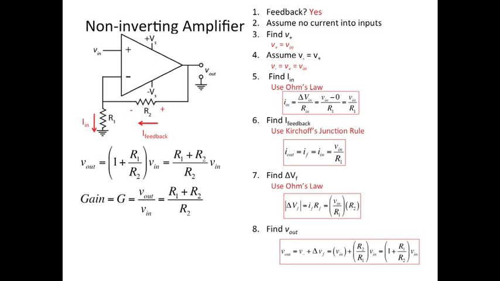So we can summarize those results. V out is just going to be what we just calculated, R1 plus R2 over R1 times V in, so that we can put whatever we want and get a V out. The gain is just going to be the ratio of those resistance values. So again, this is a non-inverting amplifier.